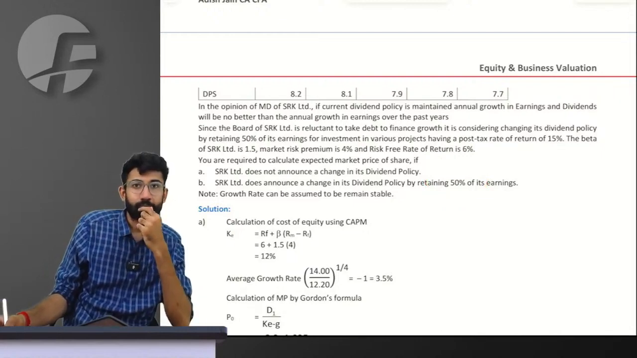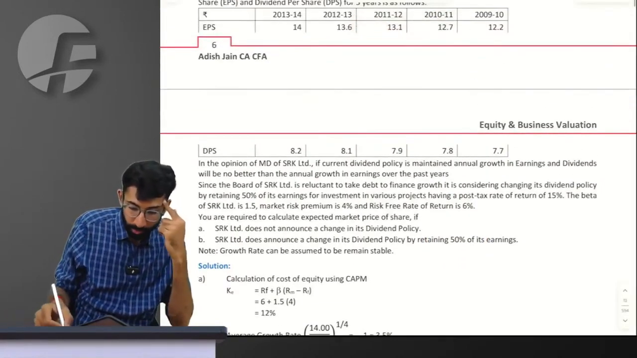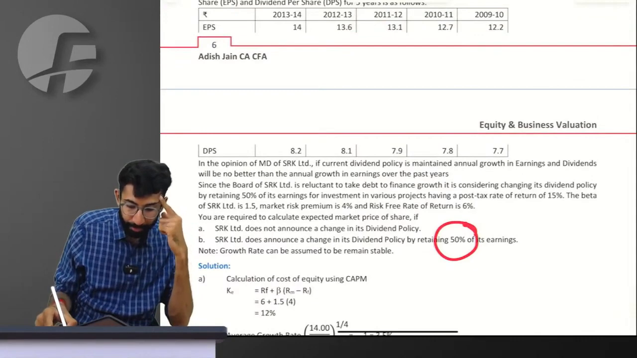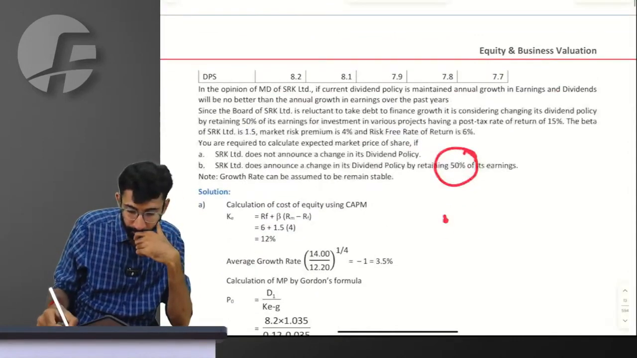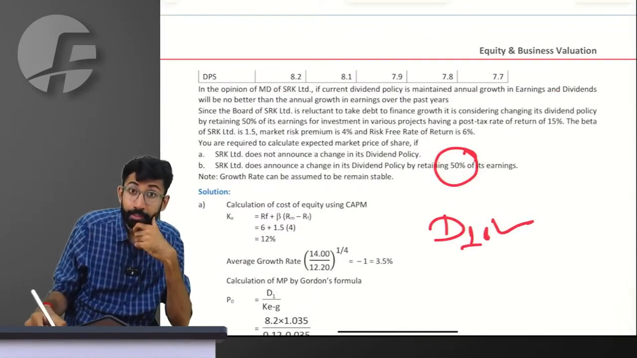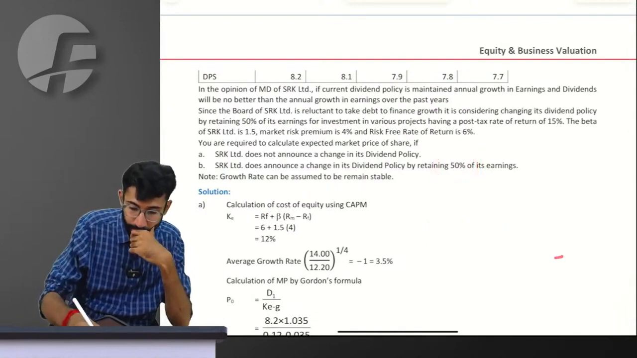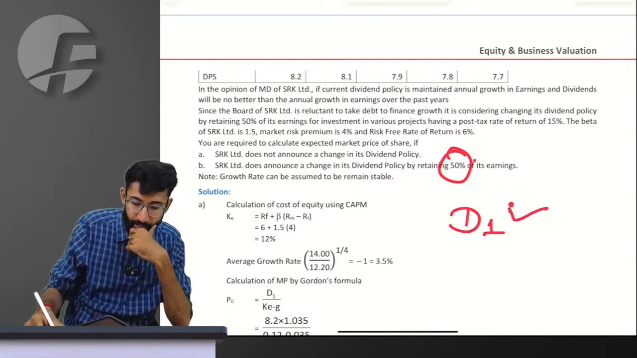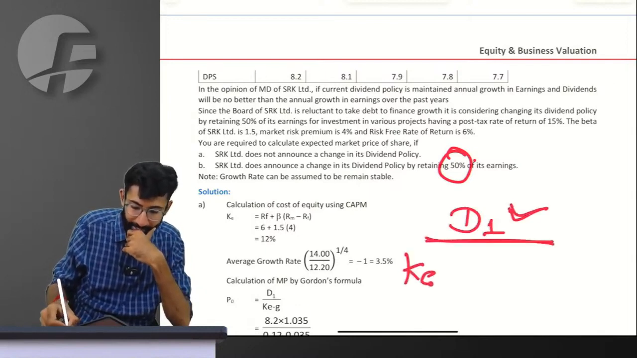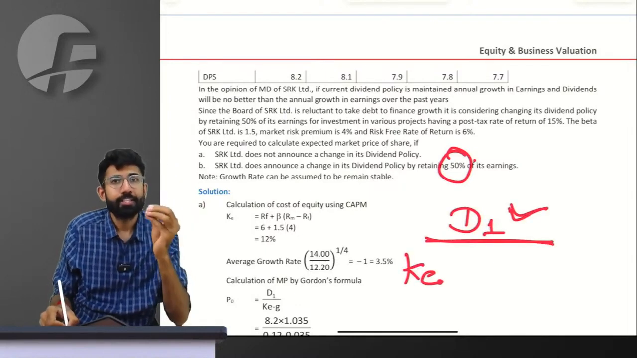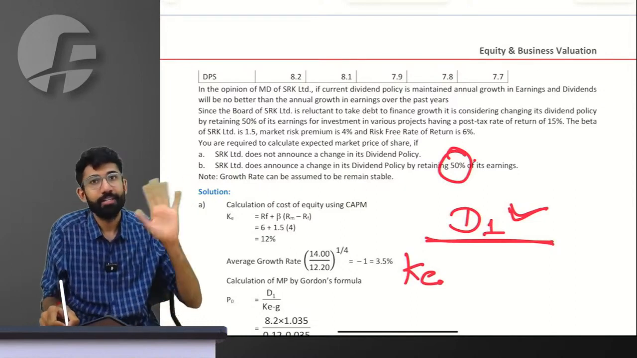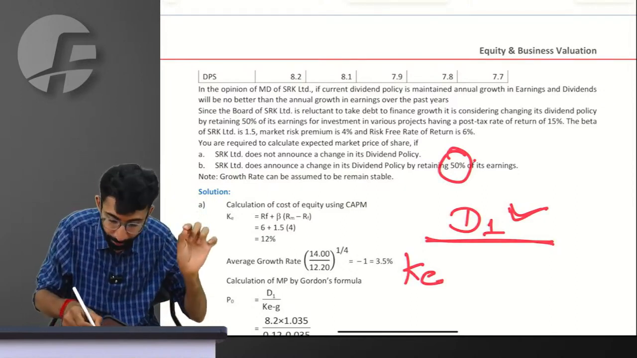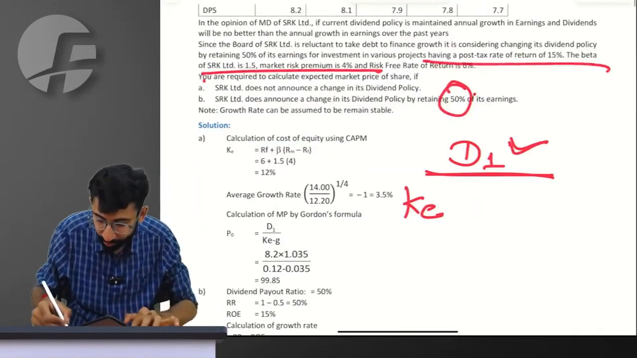Let us figure out. If I retain 50%, what will change? Will my D1 change? Yes, it will change. Will my K change? No. K is my required rate of return. That does not depend on my dividend policy. That depends on the risk taken. So K will remain the same.